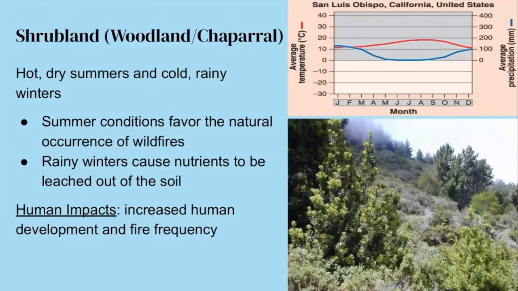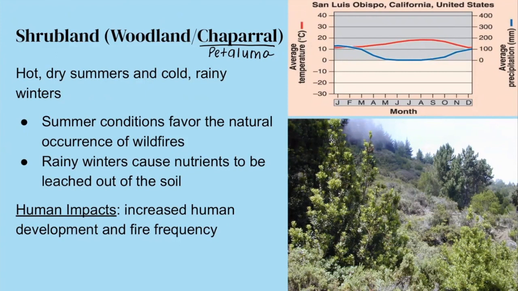So this biome is our shrubland. It is also called woodland. It is also called chaparral. Chaparral is the term that's specific to North America. So this is us. Petaluma, a lot of Sonoma County is chaparral. And this means we get hot, dry summers and we get cold, rainy winters.